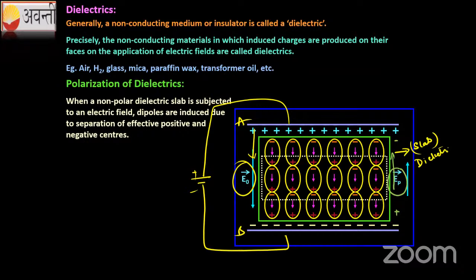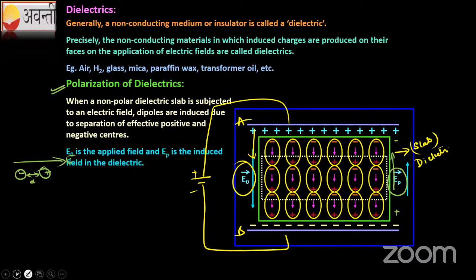This process we call polarization. Polarization means that, under the applied electric field, positive charge and negative charge get separated by some distance. This is called polarization. And then we call this one induced polarization also. Here EP stands for induced polarization.